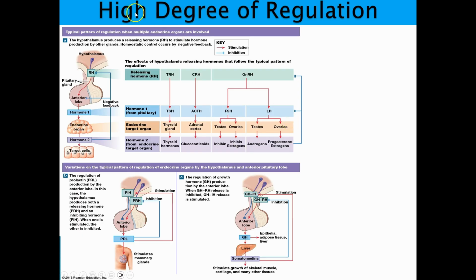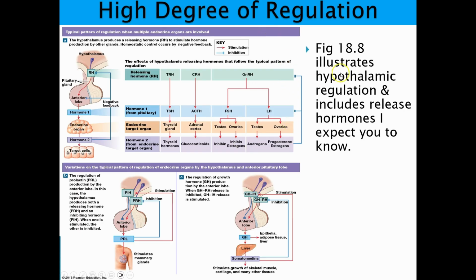All right, but hopefully you're starting to see that there is a high degree of regulation. And so figure 18.18, I believe that's this top one, really shows you the hypothalamic regulation. And it includes the hormones I expect you to know. Notice TRH, CRH, and GnRH. I told you need to know those. You should know what they stimulate.